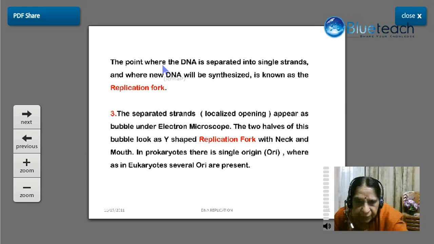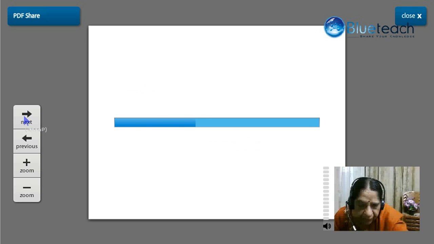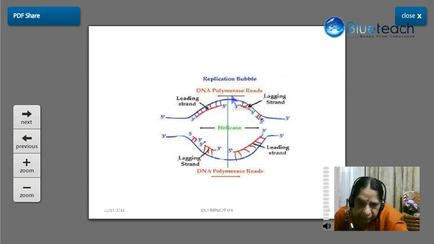The point where the DNA is separated into single strands and where new DNA will be synthesized is known as replication fork. Next step, the separated strand localized opening appears as bubble under electron microscope having two Y-shaped replication forks with neck and mouth. In prokaryote there is single origin, whereas in eukaryotes there are multiple origins. Now this is the origin magnified, and the bubble shows two Y-shaped replication forks.